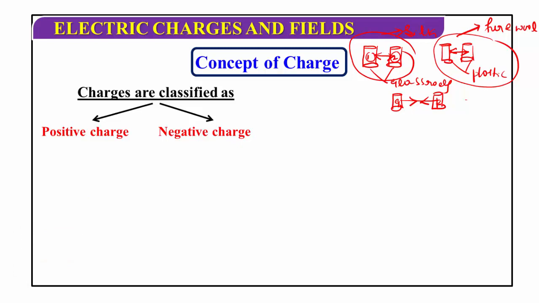When the rubbed glass rod is placed near the surface of the rubbed plastic rod, the glass rod is attracted towards the surface of the plastic rod. This clearly shows that the charge developed on the glass rod is different from the charge developed on the plastic rod. Here Dufay identified that there are two kinds of charges.